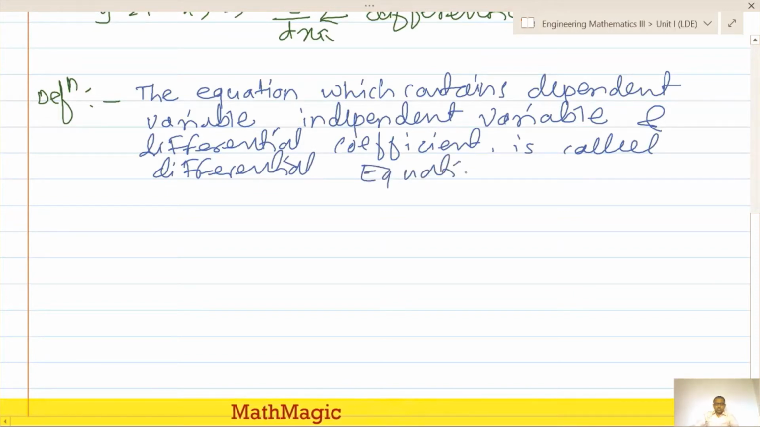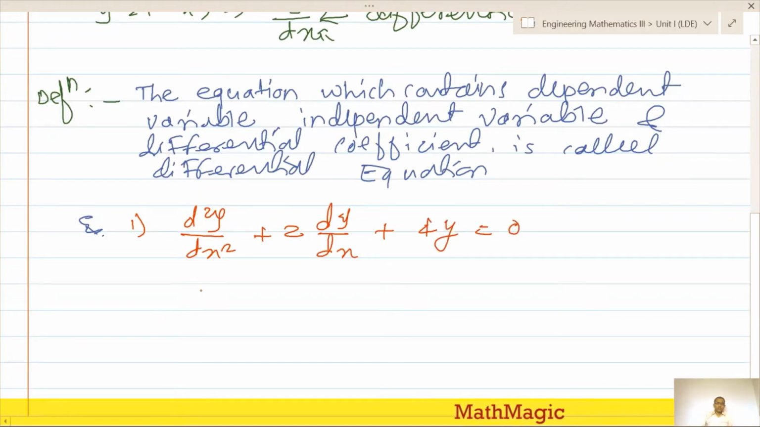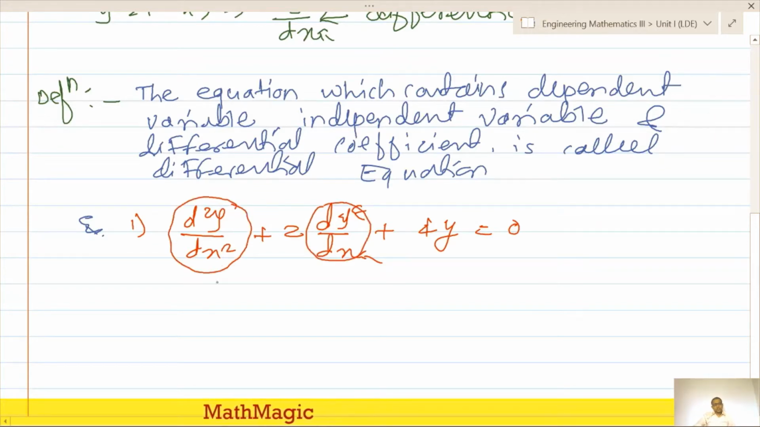Let us see some examples. The first example is d square y by dx square plus 2 dy by dx plus 4y equals 0. This is a differential equation, because this equation contains a dependent variable, an independent variable, and the differential coefficients, dy by dx and d square y by dx square.